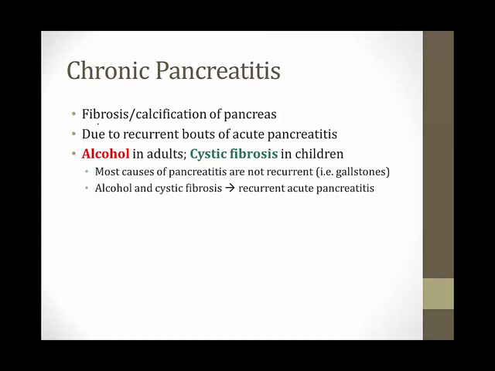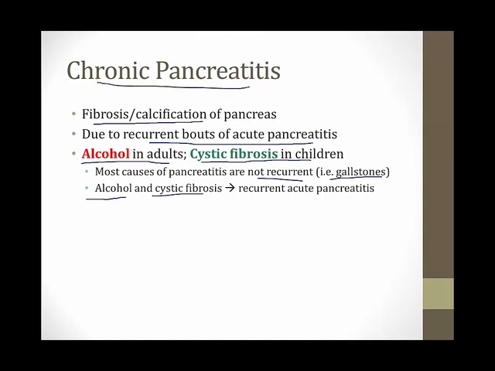Chronic pancreatitis is much less common than acute pancreatitis, and chronic pancreatitis occurs when fibrosis and calcification develop in the pancreas as a result of multiple recurrent bouts of acute pancreatitis. In adults, this is usually the result of alcohol consumption, and in children, this is usually from cystic fibrosis. Many causes of acute pancreatitis are not recurrent, like gallstones, but alcoholism in adults and cystic fibrosis in children are two causes of acute pancreatitis that recur, and therefore they tend to lead to chronic pancreatitis.